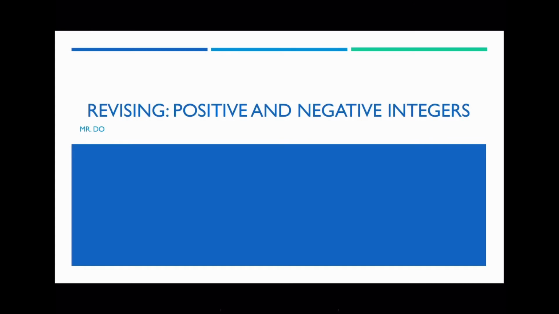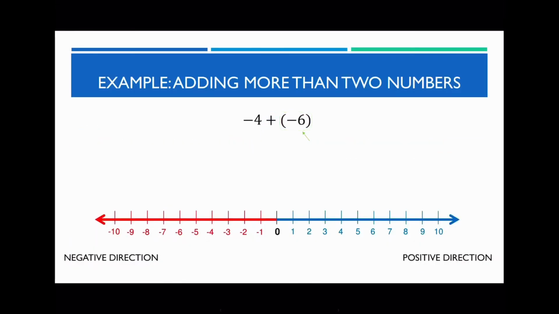Class, in today's video, we're going to be revising positive and negative integers. As you can see by the example over here, you've got -4 plus -6. Now, what you need to realize is that the operation, the symbol for this particular equation, is the addition sign, which is found in between these two numbers. And this addition sign tells you which direction you need to face.